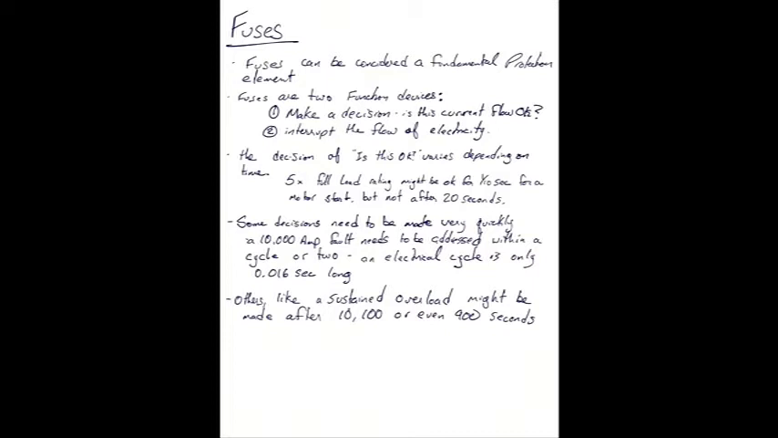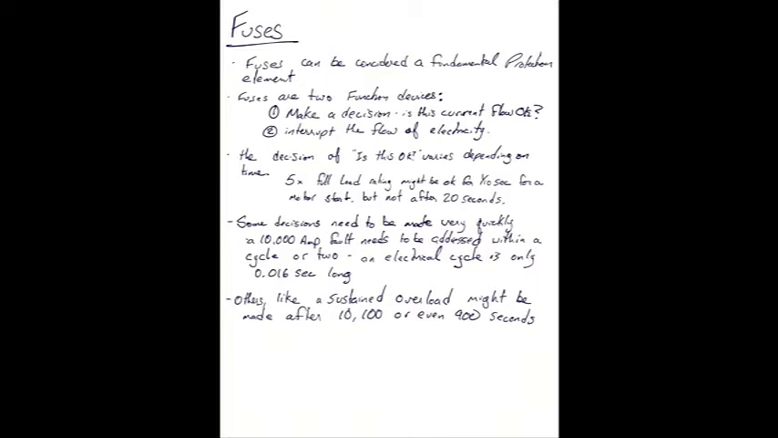Now, if you're talking about overloading to 150% rating, you might make a decision like that's not okay after 10 or 100, maybe even 900 seconds later. So fuses are operating at 2 really different time scales, and they're operating over some pretty wide ranges of fault current flowing through them as well.